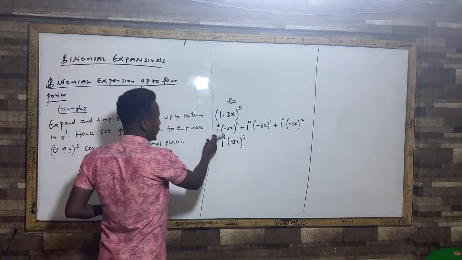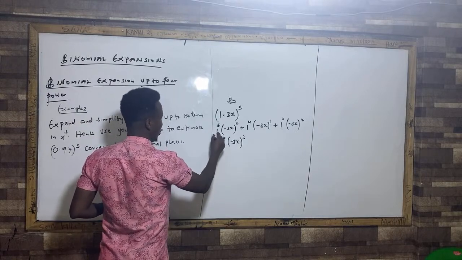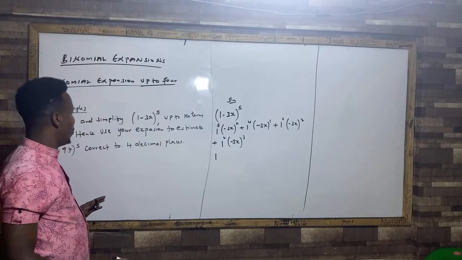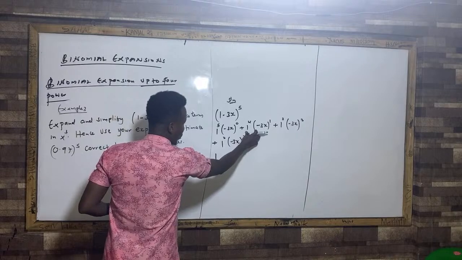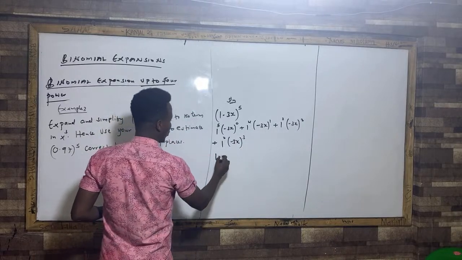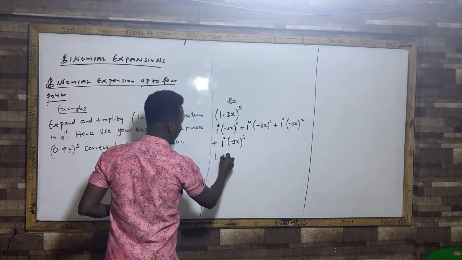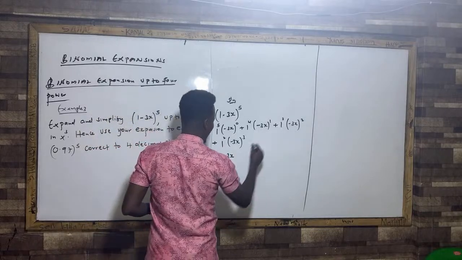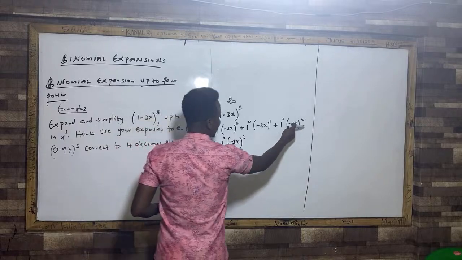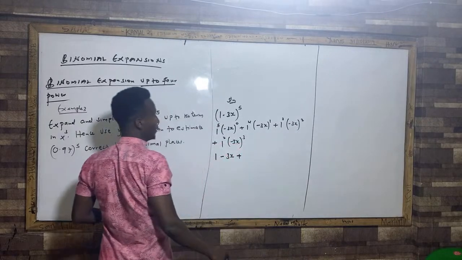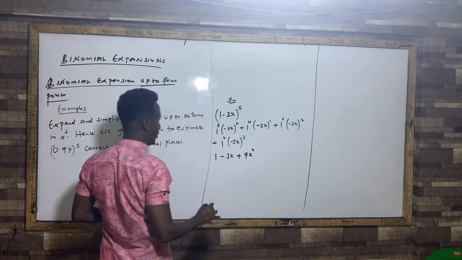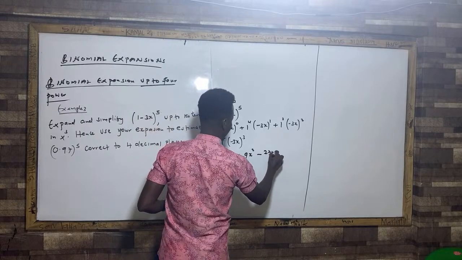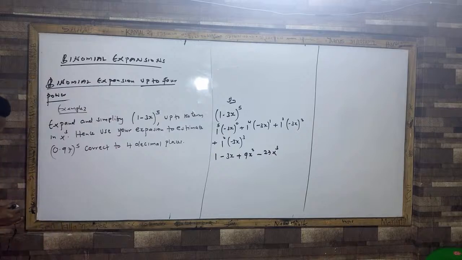We know that 1 to the power of 5 is 1, and negative 3x to the power of 0 is 1, so this term is 1. Then we write minus, because the power is odd: 1 to the power of 4 is 1, times negative 3x gives negative 3x. Here I write plus because the power is even: negative 3x squared is positive 9x squared. Then minus, the cube of this is 27, so 27x to the power of 3. You are told up to this one.